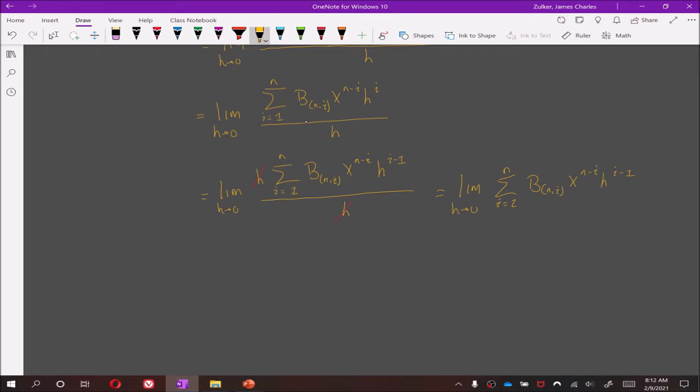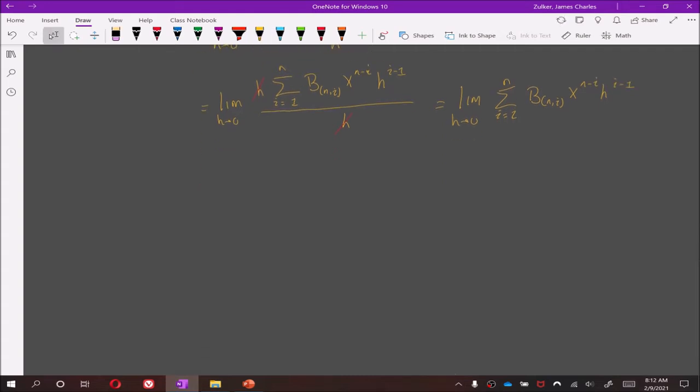Once again, let's go ahead and take out the i equals 1 term. If we do that, we'll have b sub n 1, so the n 1 binomial number, x to the n minus 1, h to the 1 minus 1, which is just 1. And now we're left with a sum, i equals 2 to n now.